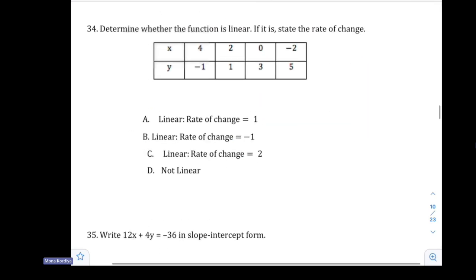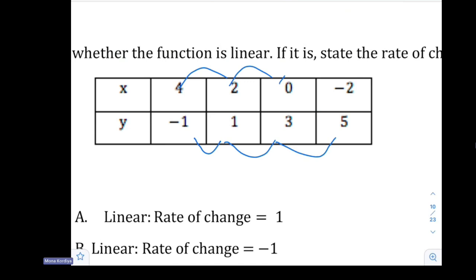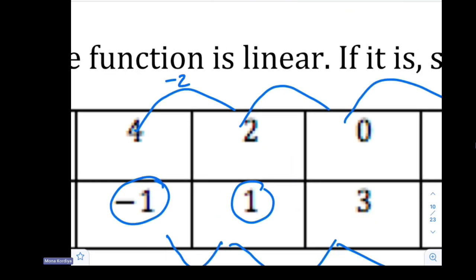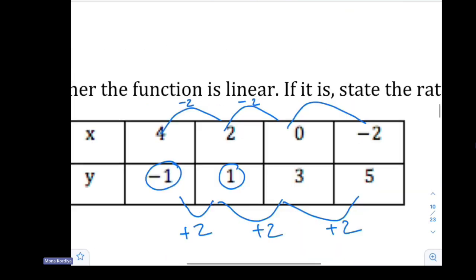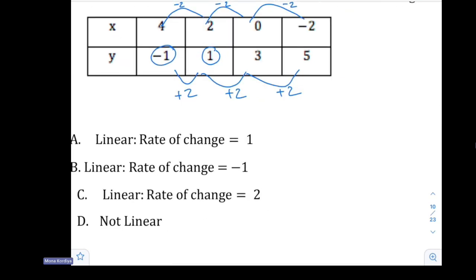Determine whether the function is linear. If it is, state the rate of change. How can we check that the function is linear? We can check that by calculating the difference between two consecutive values of y and two consecutive values of x. As you see here, if you subtract 1 minus negative 1, it's 2. And it's very clear that every element is increasing by 2 to find the next one. You can do it mentally. And for this y, you have decreased by 2. So the rate of change is constant. That means, yes, it's linear.